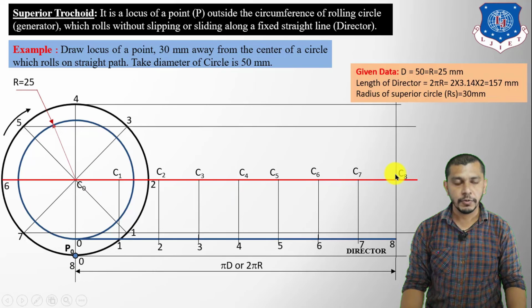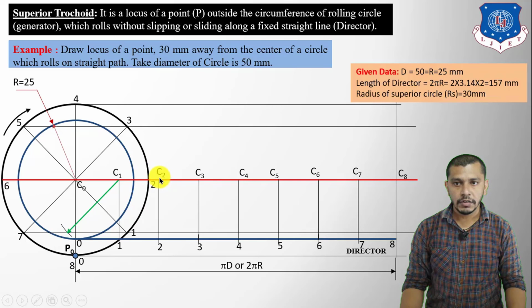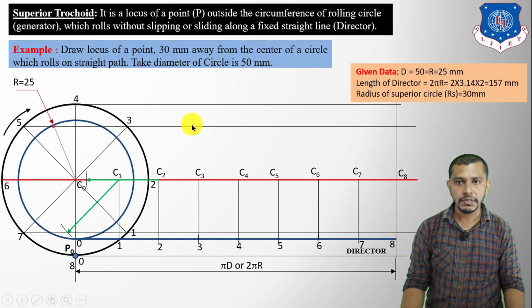Now after marking these points, measure the arc length of 30 mm, which is equal to the radius of the superior circle, and take center at C1 and give an arc on the line passing from the first point of the circle. So give an arc. Now take center at C2 and radius equal to the radius of the superior circle, and give an arc on the line passing from the second division of the superior circle. So give an arc over here, you will get the intersection over here. Now take the center at C3, give an arc on the line passing from the third division of the circle. So we will get the intersection over here.